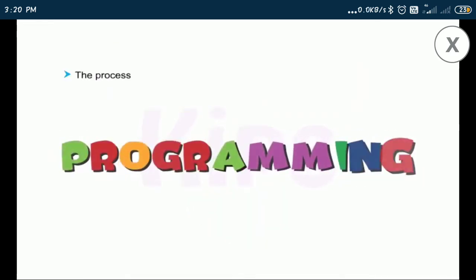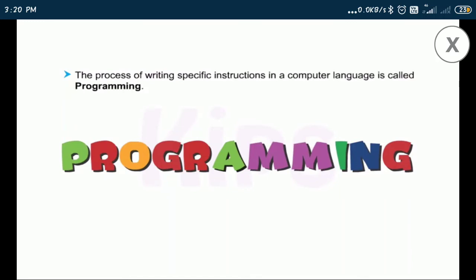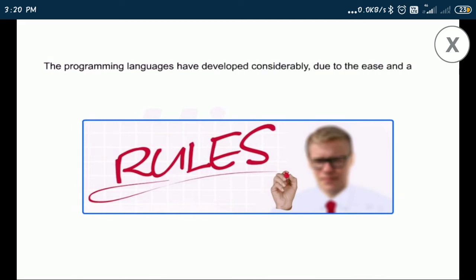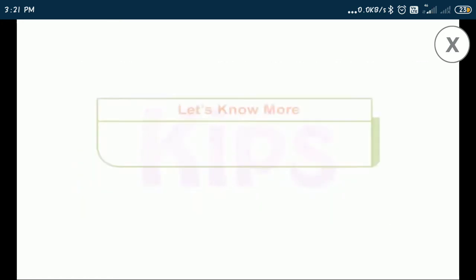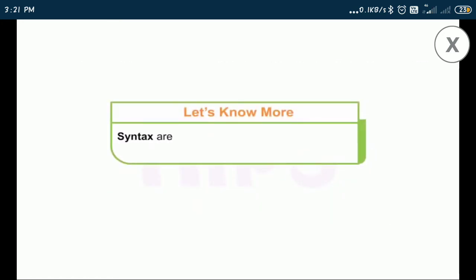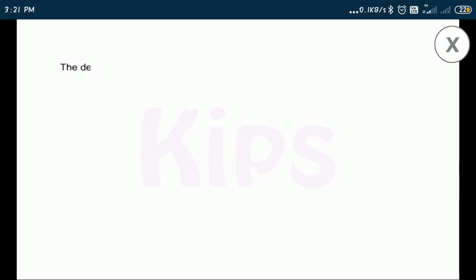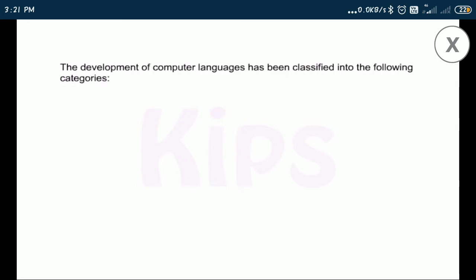The process of writing specific instructions in a computer language is called programming. Each programming language has its own specific rules. The programming languages have developed considerably due to the ease and ability of programmers to write powerful application programs. Students, please note that syntax are the rules governing the formation of statements in a programming language. The development of computer languages has been classified into the following categories.